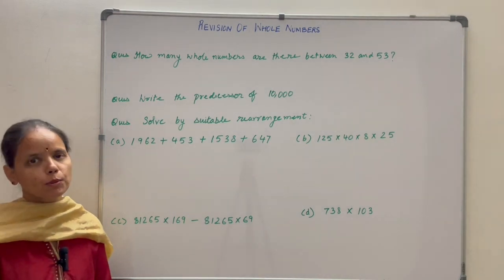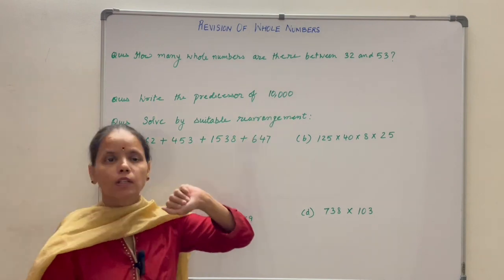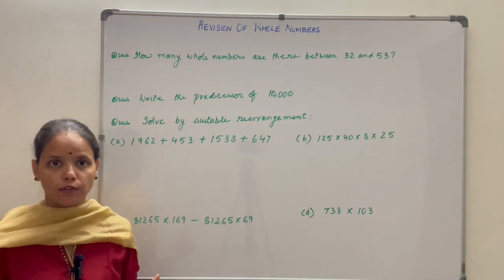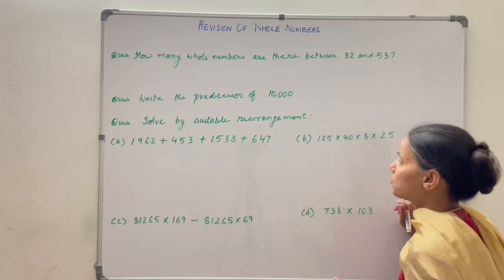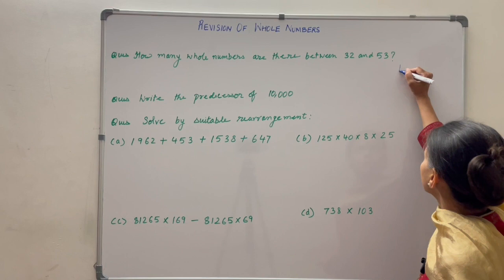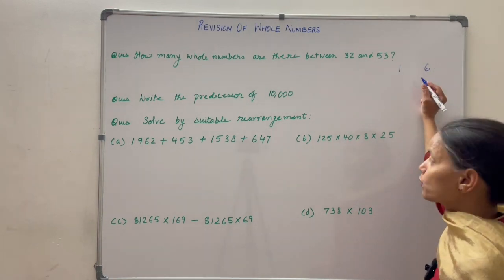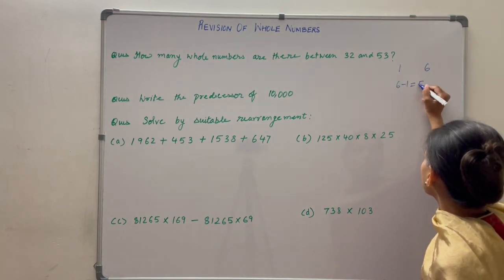Let us do some problems on whole numbers. First question is, how many whole numbers are there between 32 and 53? Before we find out the solution of this question, let us understand this by taking some small numbers. If I ask you how many numbers are there between 1 and 6, you will try to subtract. So you will subtract 1 from 6. What do you get? 5.